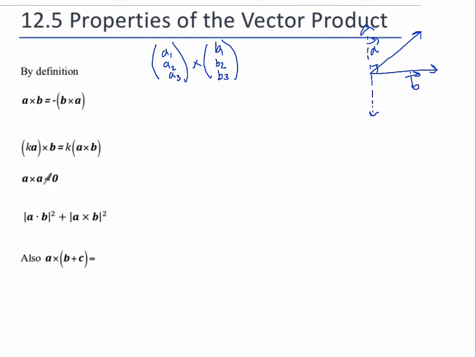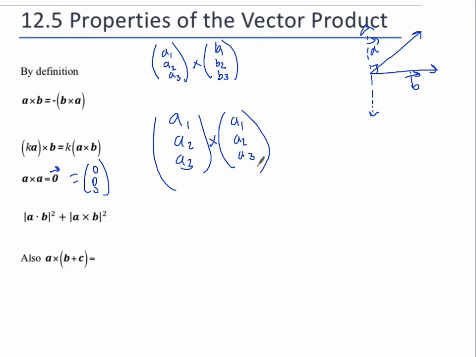Okay, now A cross A is going to be the zero vector. You can see that if you do A1, A2, A3 cross A1, A2, A3, you'll get A2 A3 minus A3 A2, and obviously that's going to be 0, and you do that each time, you get 0, 0, 0.